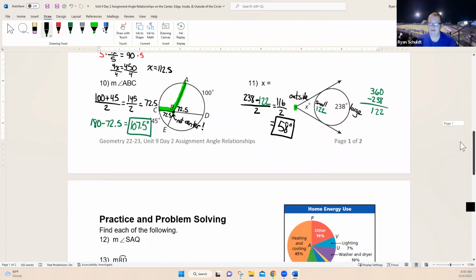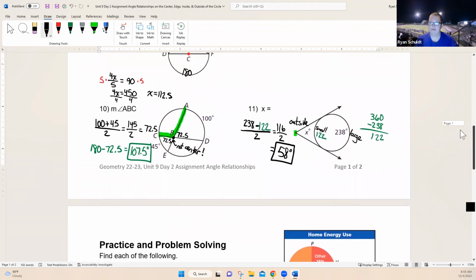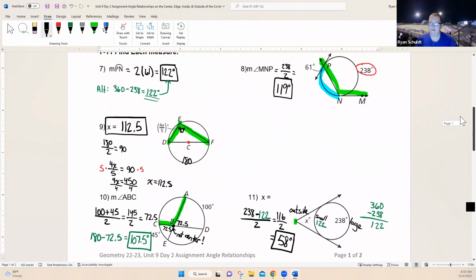So the back is what y'all are going to try on your own. We are done with this part.